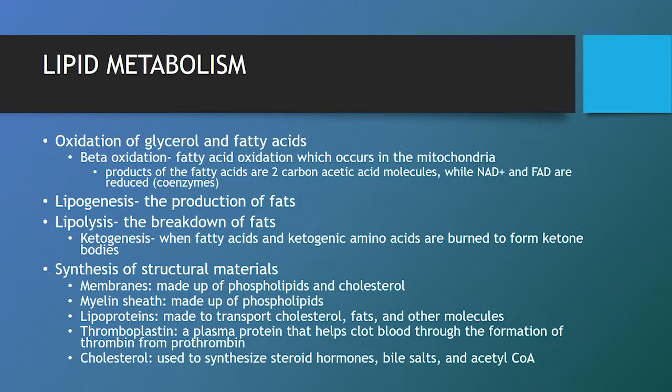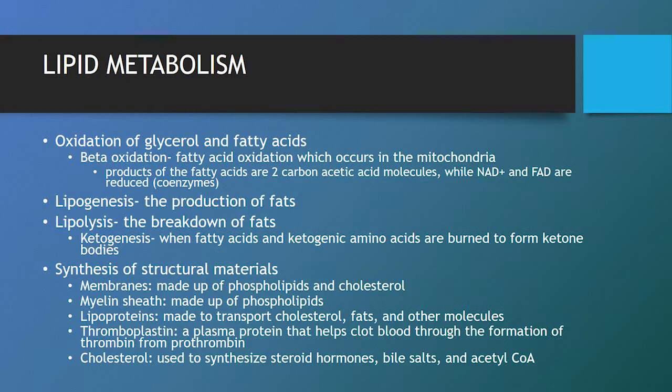Then there is the synthesis of structural materials: the membranes, which are made up of phospholipids and cholesterol; the myelin sheath, which is made of phospholipids; and the lipoproteins, made to transport cholesterol, fats, and other molecules. Thromboplastin is a plasma protein that helps clot blood through the formation of thrombin. And then cholesterol is used to synthesize steroid hormones, bile salts, and acetylcholine.